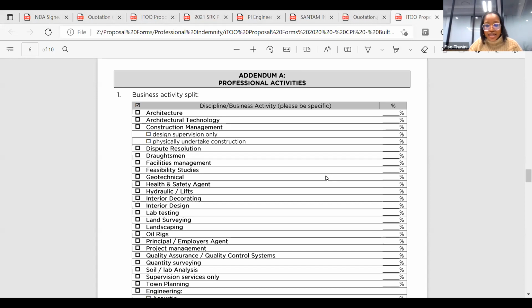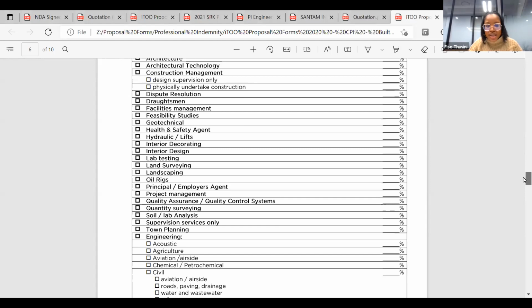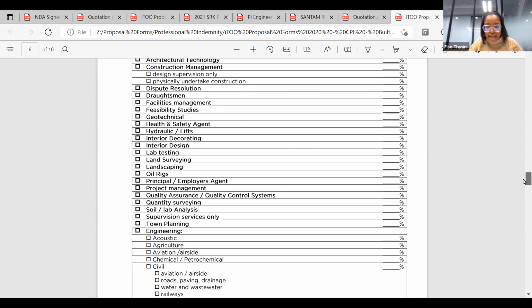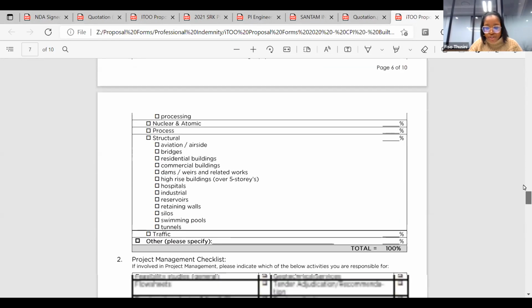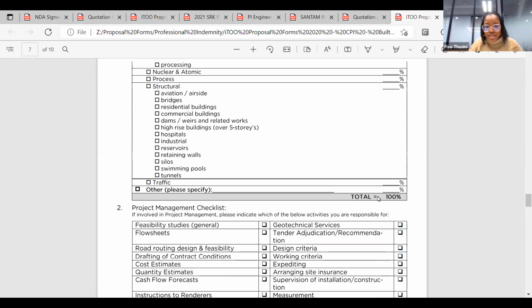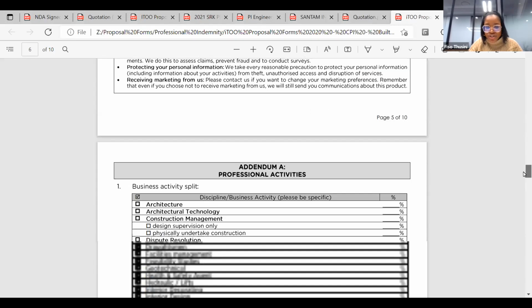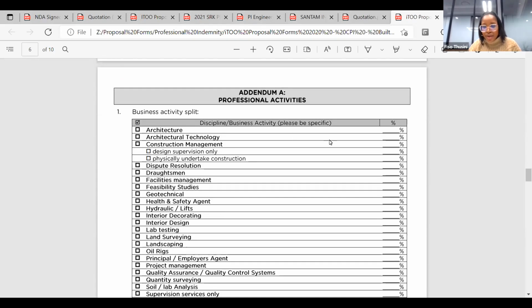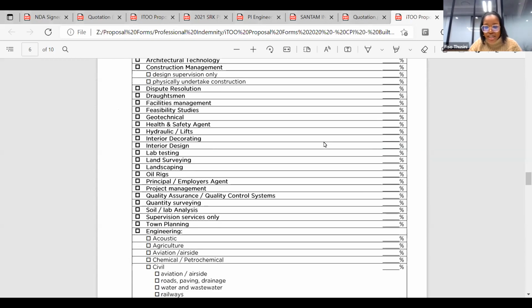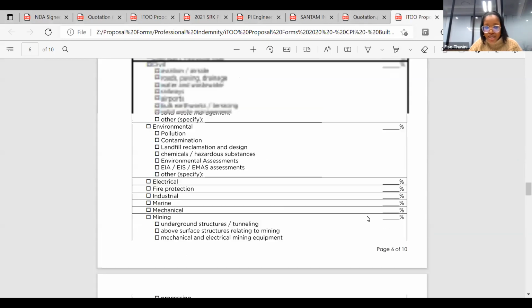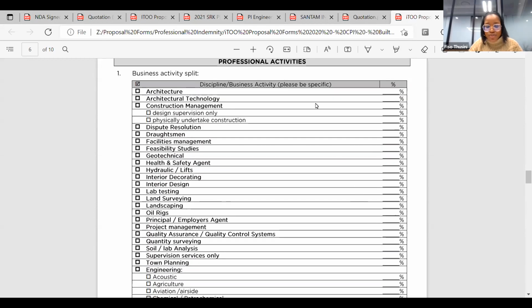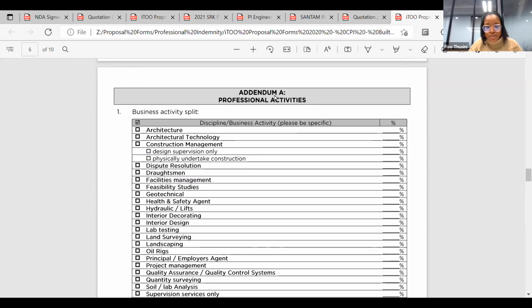So this is how the addendum of professional activities would generally look, and we would want the insured to indicate a percentage next to each of these activities, so that we can see where the exposure lies. And again, as you'll see at the bottom, I'm just going to quickly go up. You'll see that it must equal to 100. So they can't just put 100 on each of these. It must be an equal percentage so that it equals to a total of 100, if that makes sense. So this is what the addendum would generally look like.